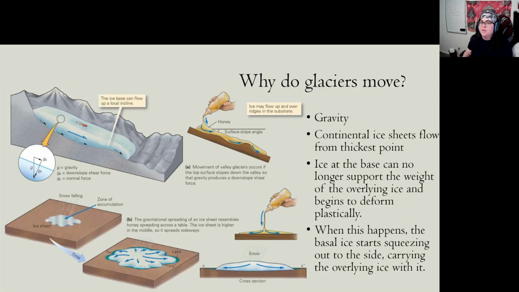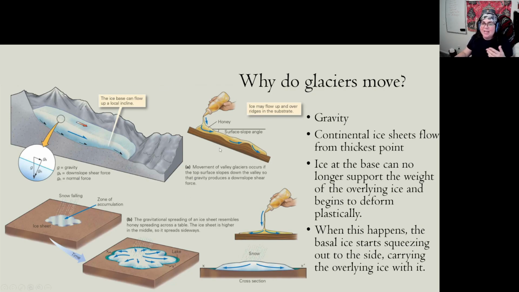So why do glaciers move? Well, first, gravity. Gravity causes glaciers to move, for example mountain glaciers moving from a highest point to a lowest point. However, thinking of continental ice sheets, it becomes a little more complex. Continental ice sheets flow from their thickest point outwards to thin out. As more ice accumulates at that thickest point, the basal part of the ice, the ice at the bottom, can no longer support the overlying ice, and so it starts to deform plastically towards the side, and it carries the ice with it.